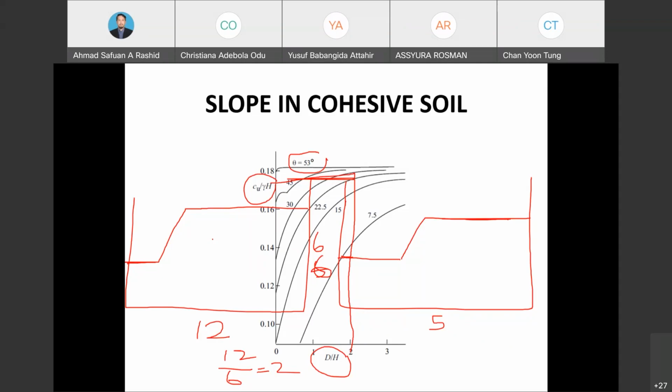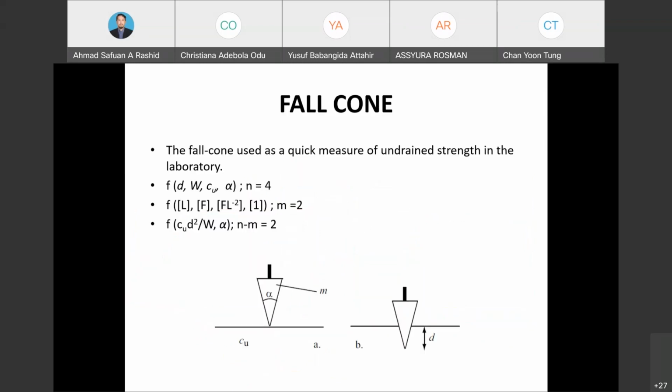So that is the idea of this dimensionless approach. Then we move to another example, on the four cone method.